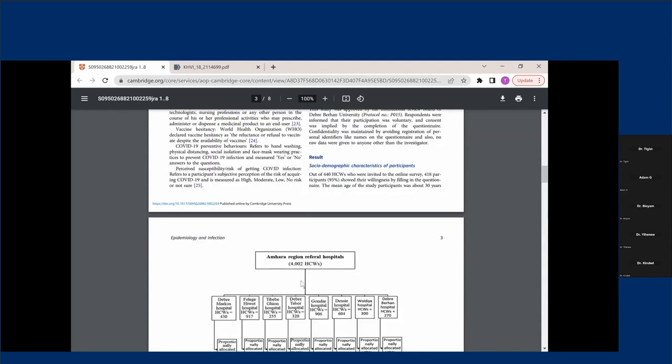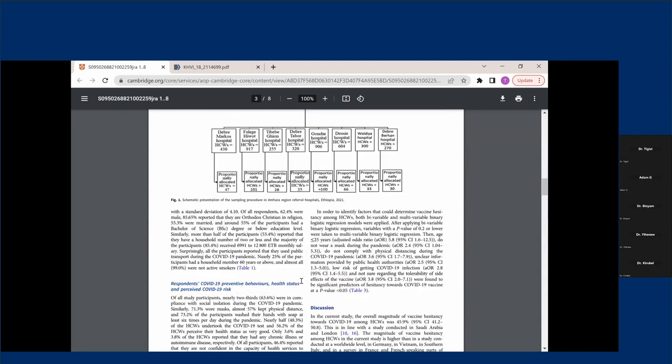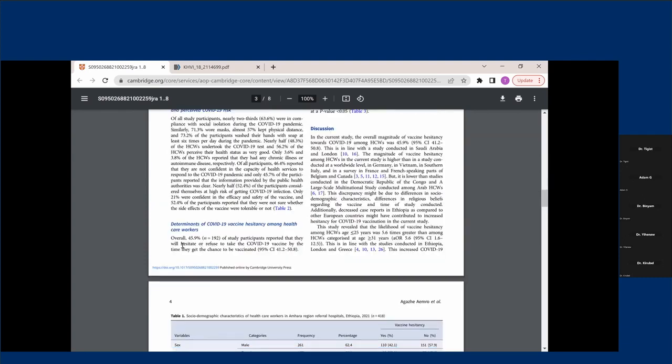the vaccine acceptance. So 45.9% of the participants refused to take the COVID-19 vaccine. So the acceptance rate is 54.1%. So 54.1% was the acceptance rate.